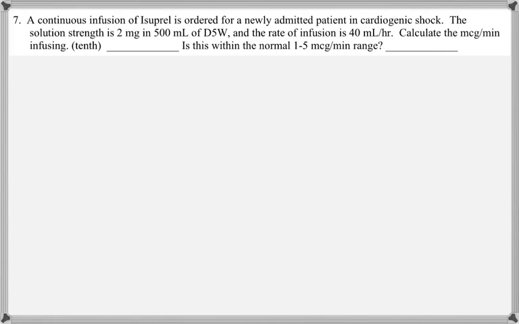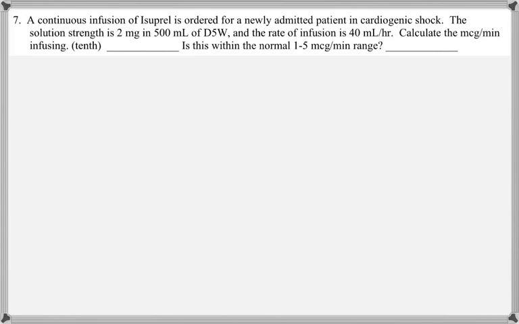Number 7 says, a continuous infusion of isoprel is ordered for a newly admitted patient in cardiogenic shock. The solution strength is 2 milligrams in 500 mLs of D5W, and the rate of infusion is 40 mLs per hour. Calculate the mcg per minute infusing, and then is this within the normal 1 to 5 mcg per minute range?